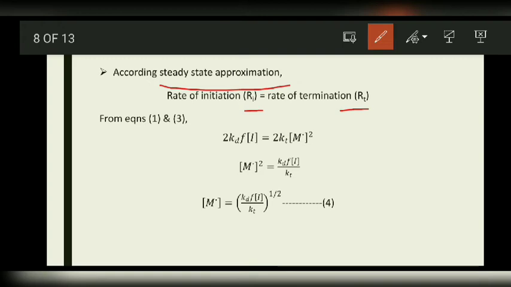So you will get the expression for M dot, that is the concentration of growing chain. M dot will be equal to (Kd into f into molar concentration of I divided by Kt) whole to the power of half. Call this equation number 4.